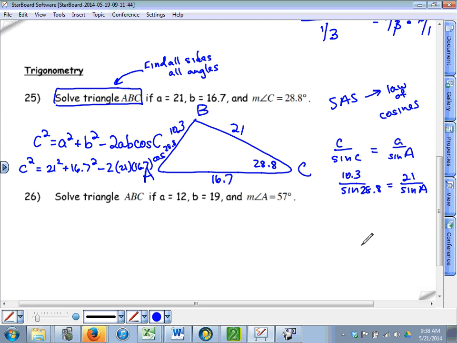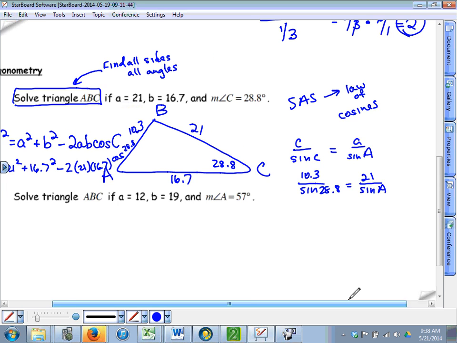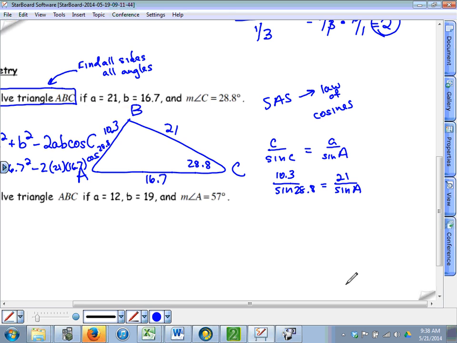Now what? I'm going to go ahead and invert both of these fractions just to make this easier. So sine 28.8 over 10.3 equals sine A over 21. Now what? Multiply by 21, take the inverse sine, right?